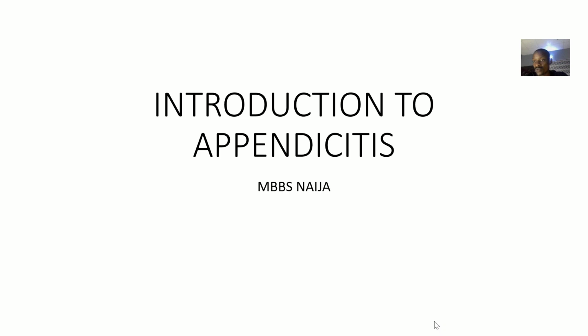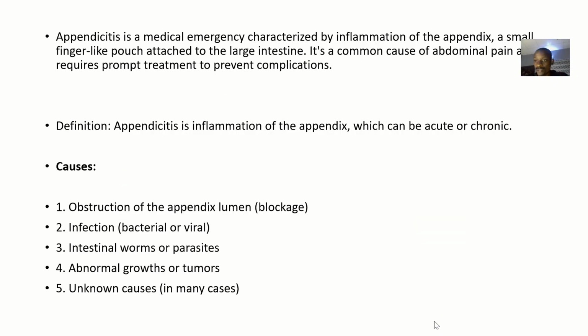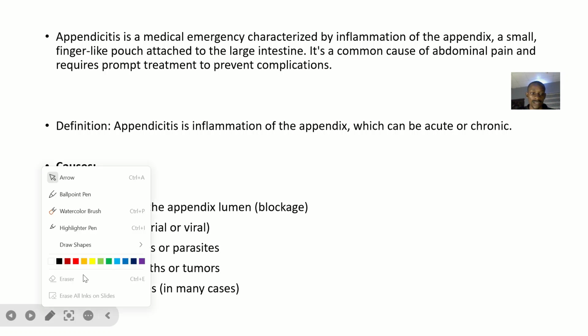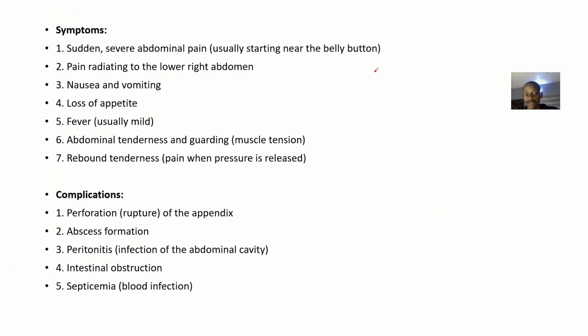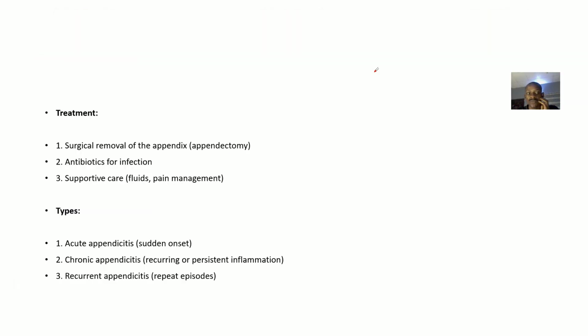We'll be having an introduction to appendicitis, and in this introduction, we'll talk about the definition. We'll talk about the possible causes, the things that will make the appendix inflamed, right? We have the symptoms listed out. We have the complications, basically if you leave these medical conditions without treating them, it will result in some crazy things, right? We'll talk about the possible treatment and the different types of appendicitis that we have.